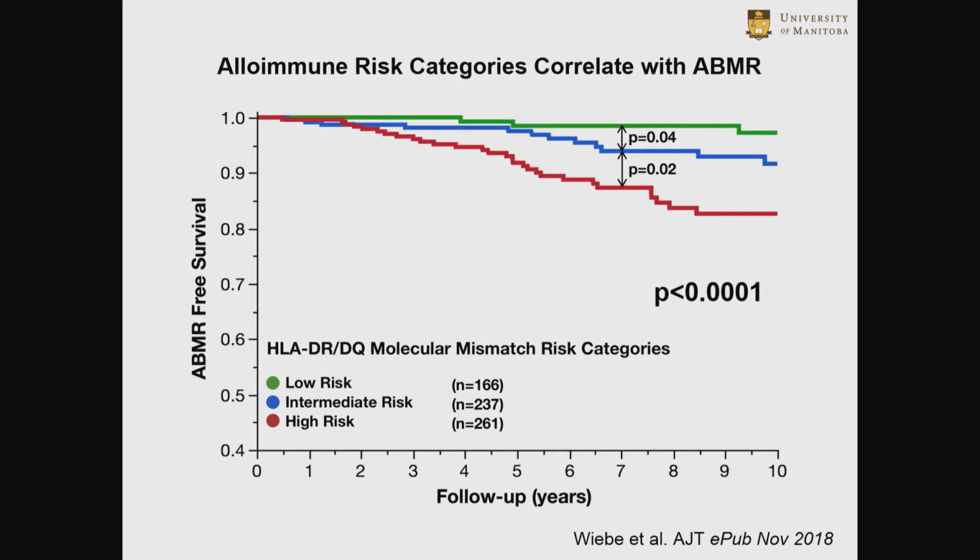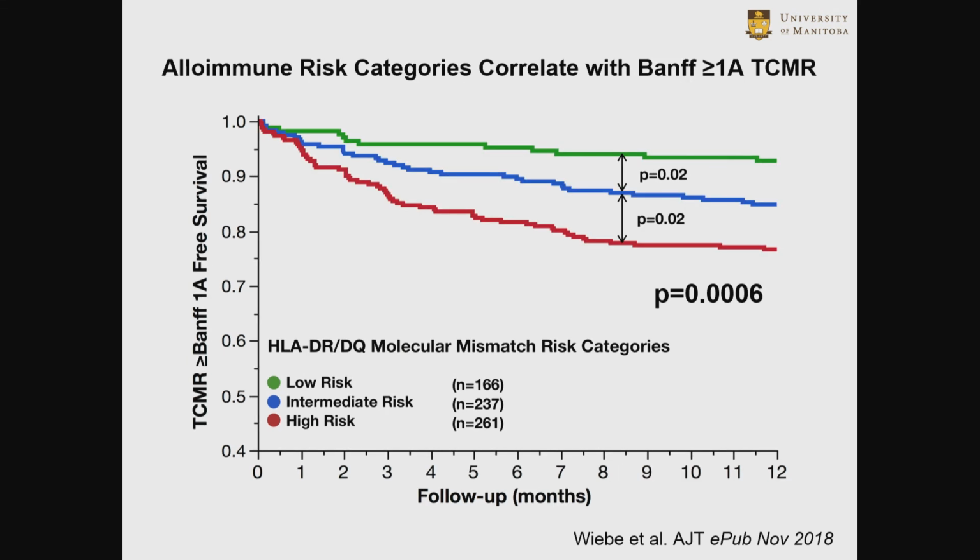And we then applied this score. The score was generated using data from DSA development, but we then took the scores and applied them to some other questions, in this case antibody-mediated rejection-free survival. And you can see, once again, the score was also statistically able to prognosticate for antibody-mediated rejection. This was also true for T-cell mediated rejection in the first 12 months.